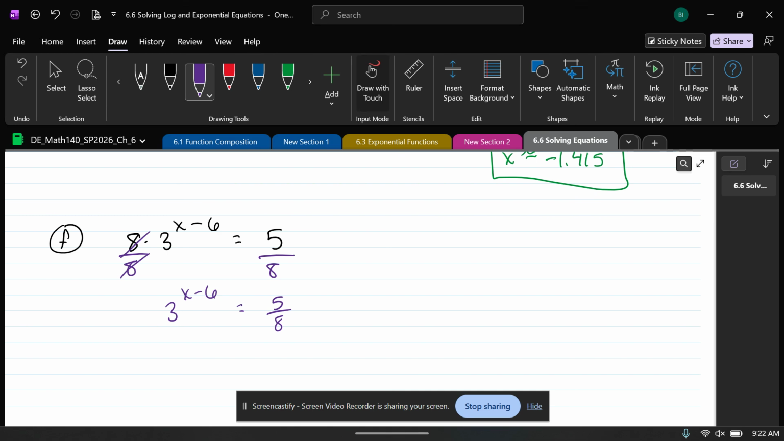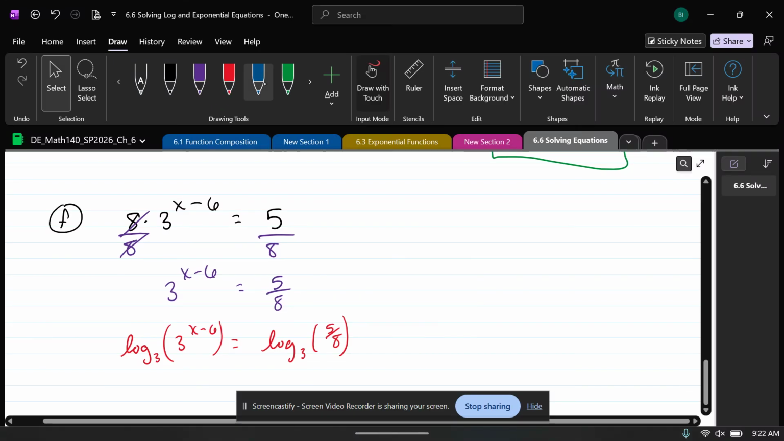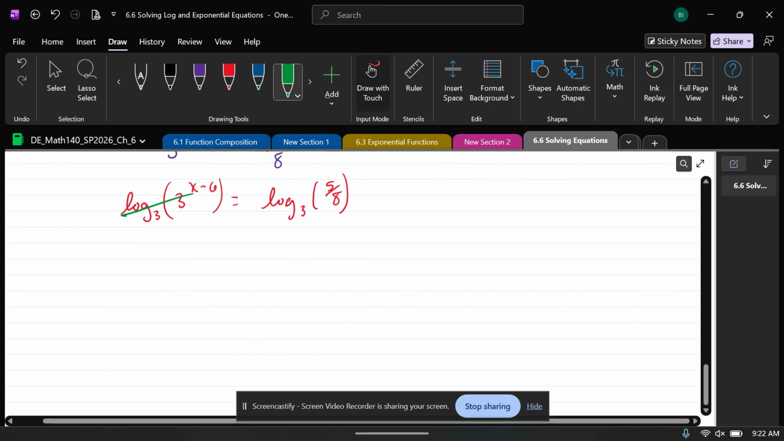Now this looks similar to the others. You just got a fraction over there, but it's still a number. So what do I do to get rid of the exponential? Yeah, take the log base 3 of each side. That's going to cancel out our logarithm and our exponential there and just give us x minus 6 equals whatever log base 3 of 5/8 is.